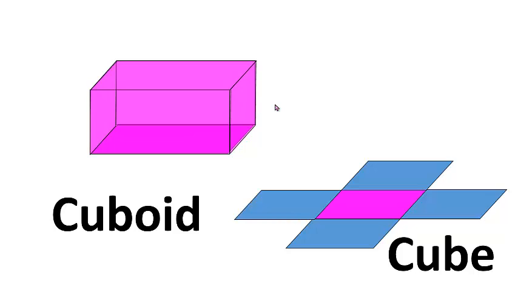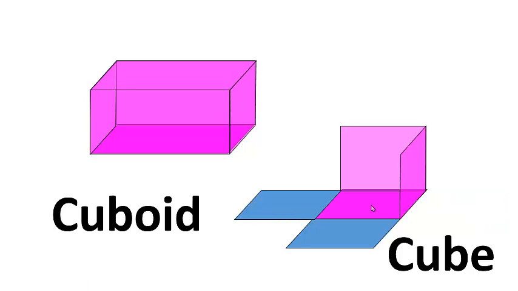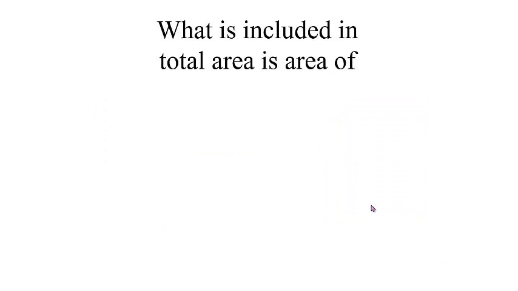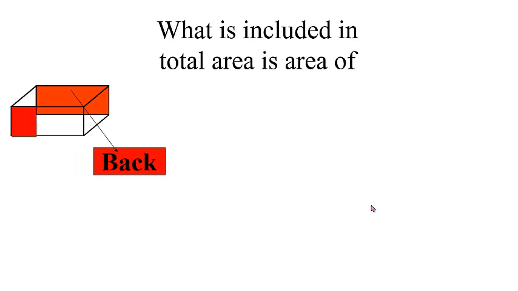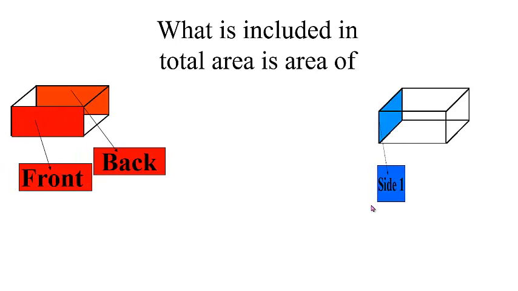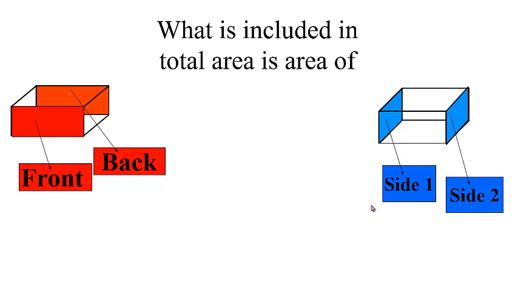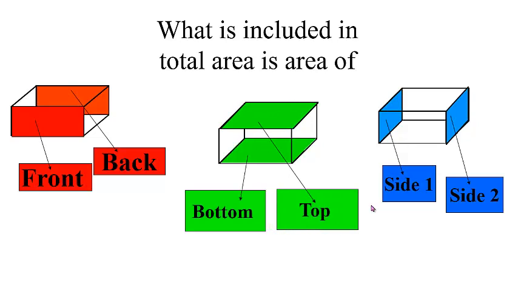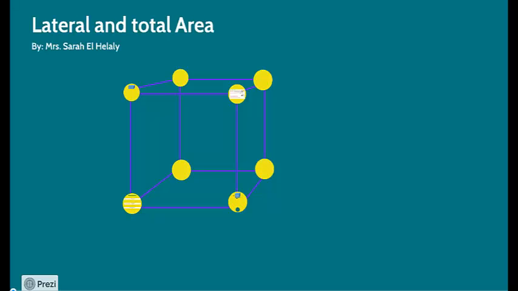And what about the cube? I have the area of the bottom, side 1, 2, 3, and 4, and also the top. To summarize it, what's included in total area is the area of the back, the front, side 1, side 2, and bottom and top. All the six faces are with me in the total area. Let's now see what are the rules I use to calculate lateral area and total area for both a cube and a cuboid.